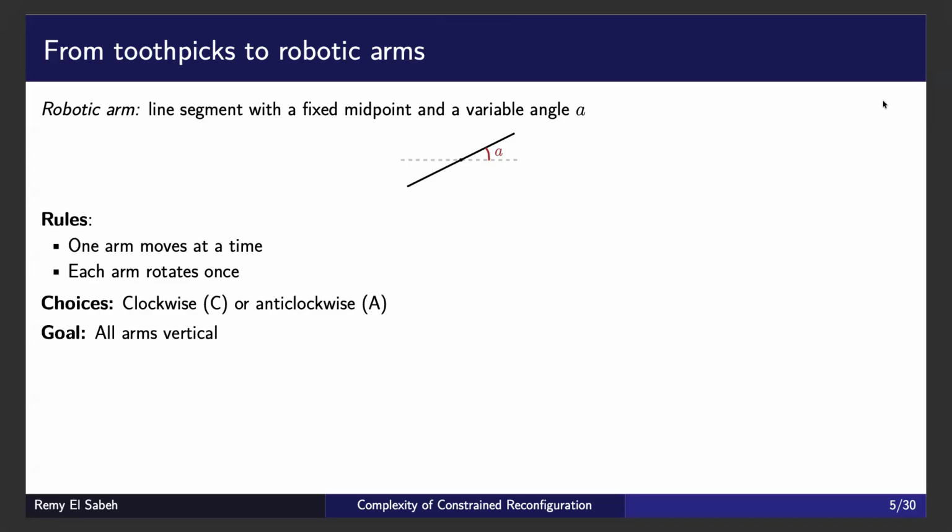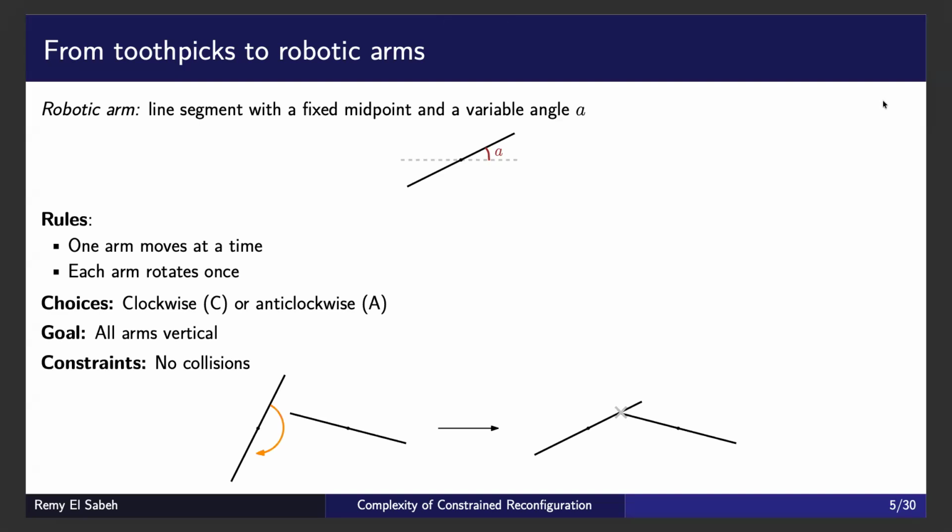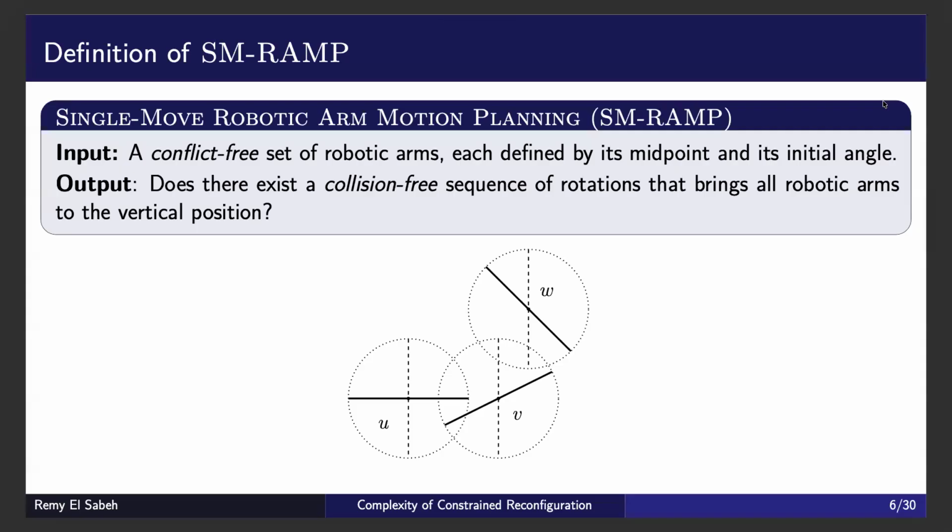And your goal is to make everything end up vertical while avoiding collisions, which this is an example of. So obviously that will not be allowed, because as the leftmost arm is rotating, it'll end up colliding with the rightmost one. So let's look at a formal, or maybe a semi-formal definition of the problem.